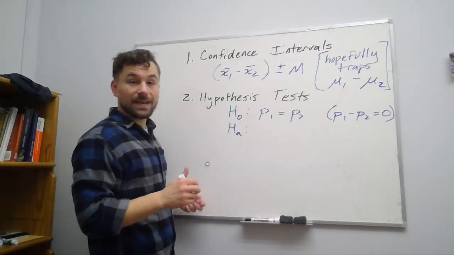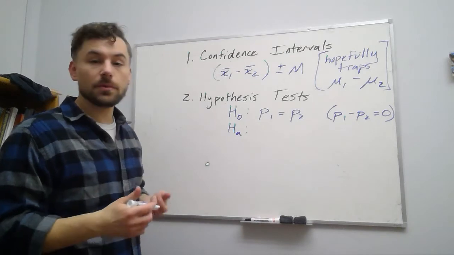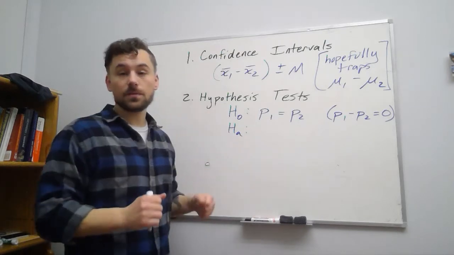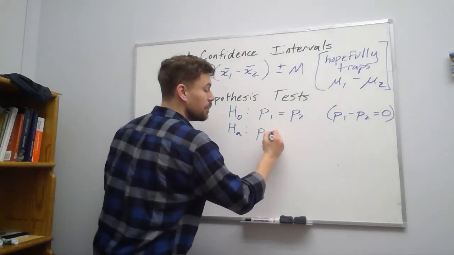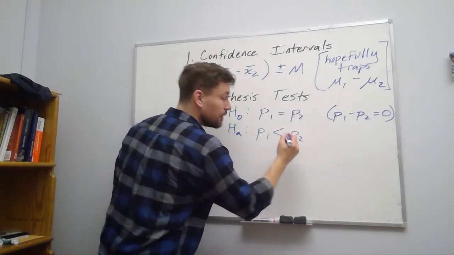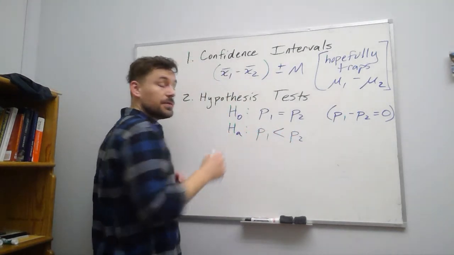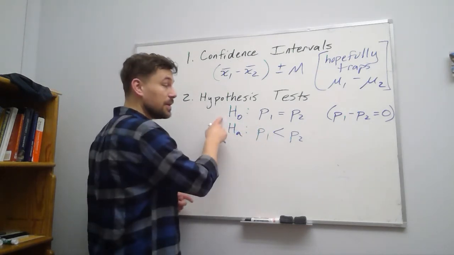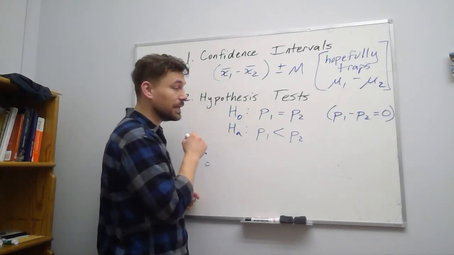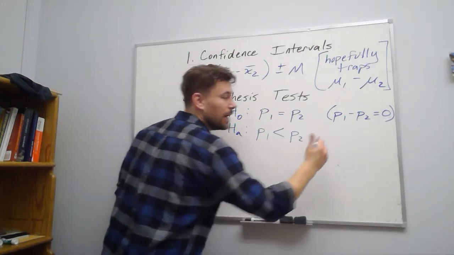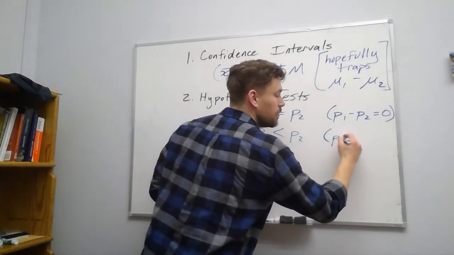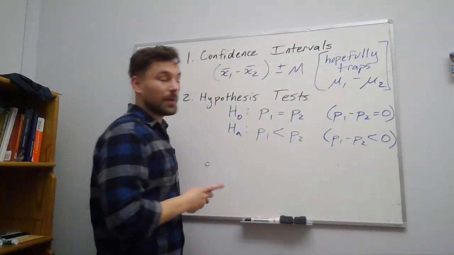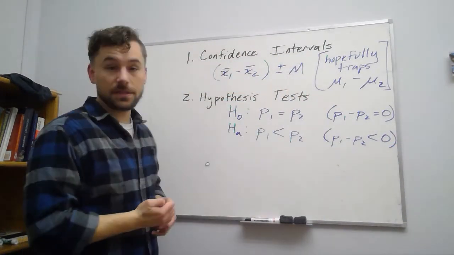For our alternative, again, this might depend. If we have some reason to believe that, oh, population 2 has a larger proportion of whatever it is we're looking at, well, then we might think, okay, population 1, population 2, if we think population 2 is larger, there's our alternative. Again, this can be less than, greater than, or not equal to, but the null should always have an equality. This one you can also rewrite, so you could pull P2 over, so you could say P1 minus P2 is less than 0. Again, that'll help us kind of relate to these confidence intervals.